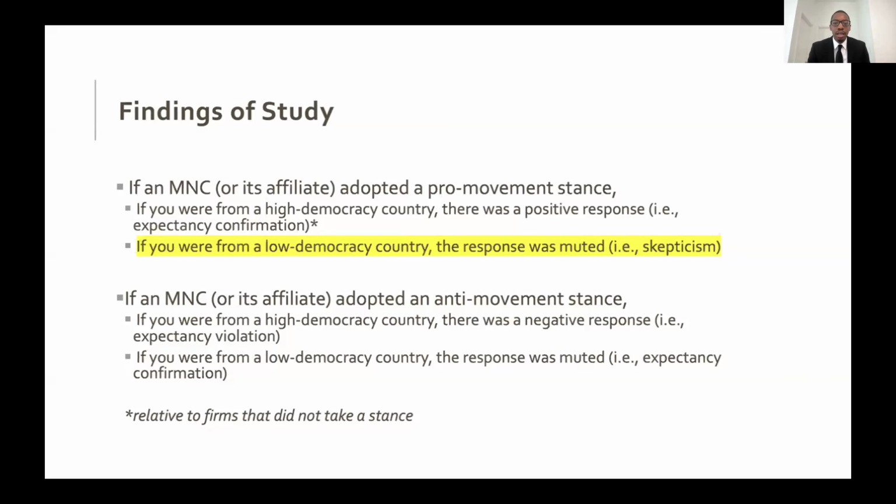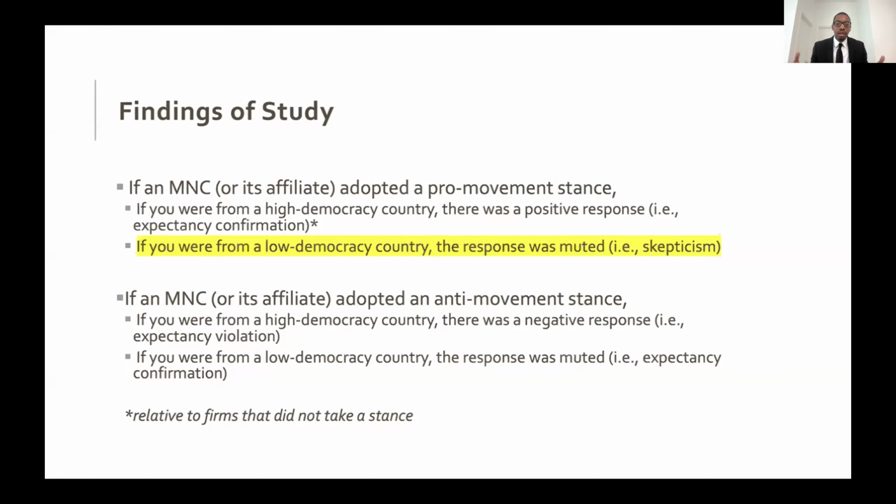On the flip side, if you adopted an anti-movement stance and you were from a high democracy country, it's typically negative. And that's really speaking to that Starbucks example. They're perceived as American, they are American, and they're not aligned with local consumers. On the flip side, if you were from a low democracy country, the response was a bit more muted, and that's supposed to be expected. No one's expecting you to support this movement, given your background of your country.